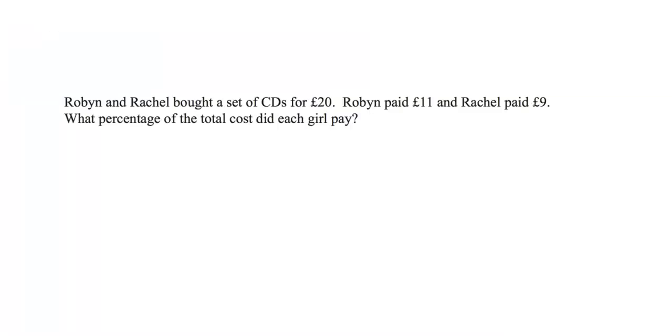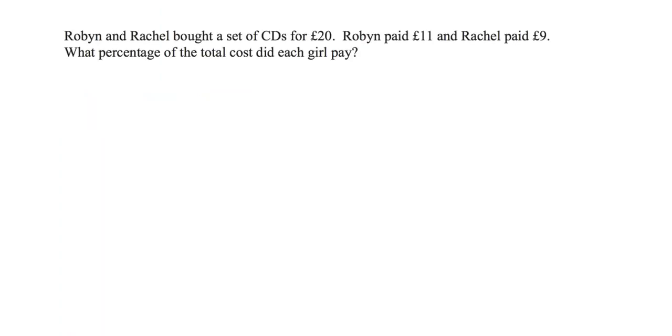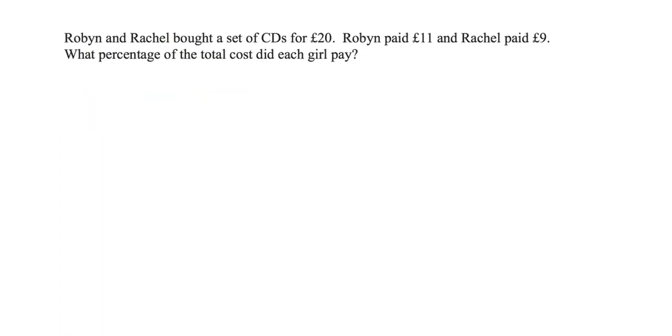Okay, let's look at another example. So Robin and Rachel bought a set of CDs for £20. Robin paid £11 and Rachel paid £9. What percentage of the total cost did each girl pay? So Robin paid 11, so it's 11 out of 20 times 100.